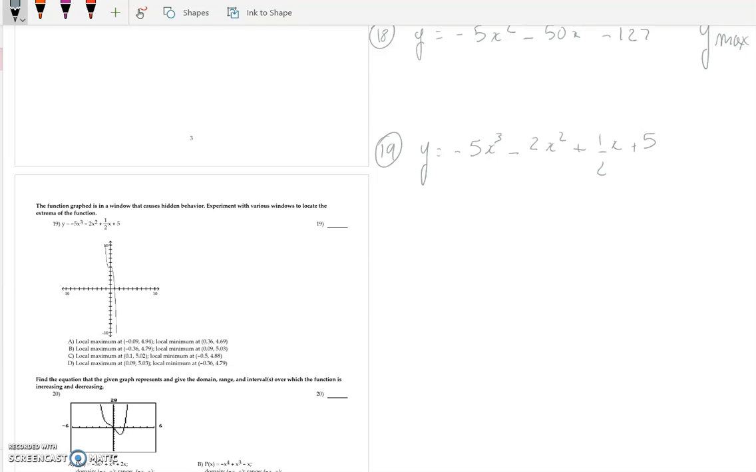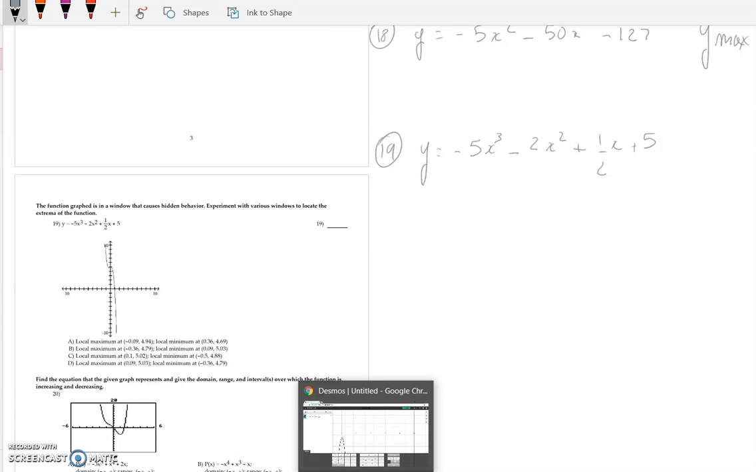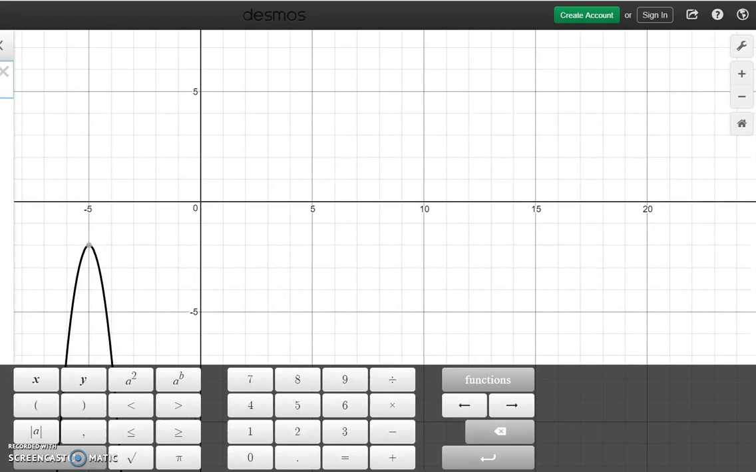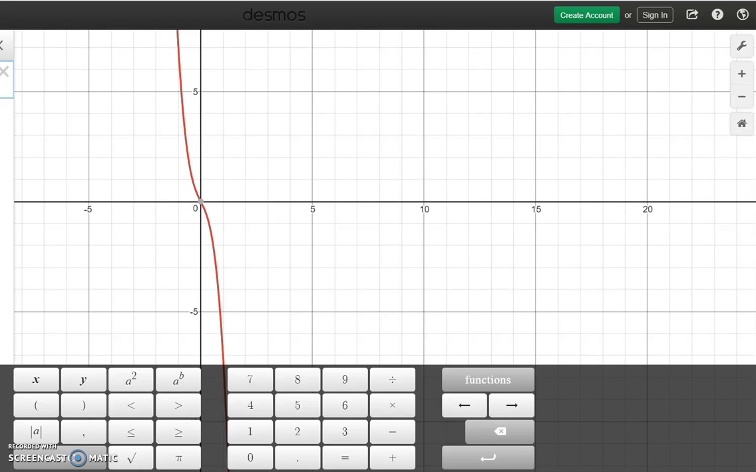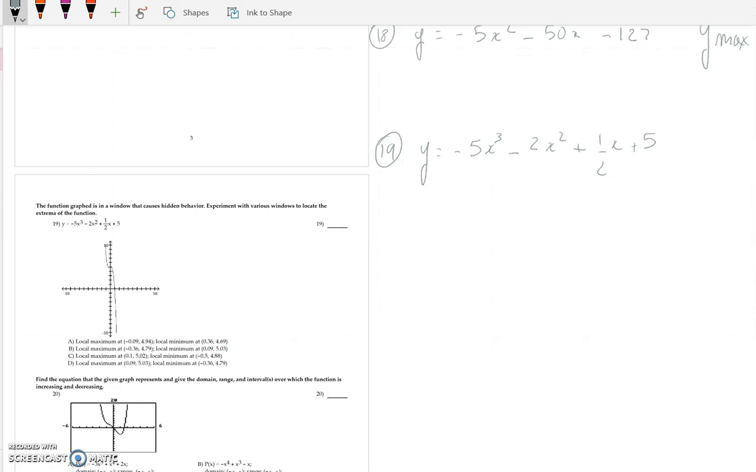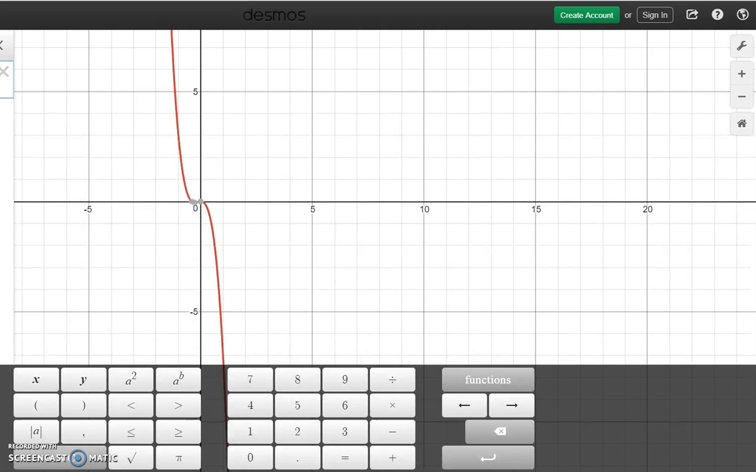So what I want to do is mainly try to have a better view of this area right here. And so I'm going to use my Desmos calculator. So minus 5x cubed minus 2x squared. So I'm going to go back right here. Minus 5x cubed, minus 2x squared. Then I've got to add half over x plus 5.